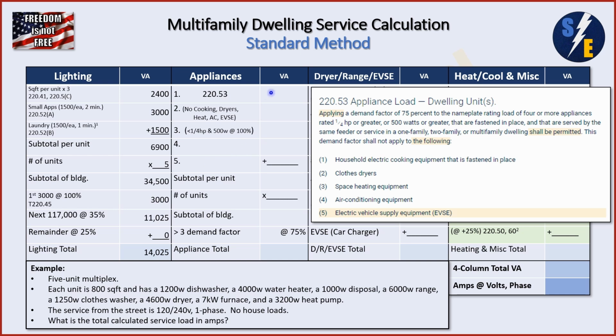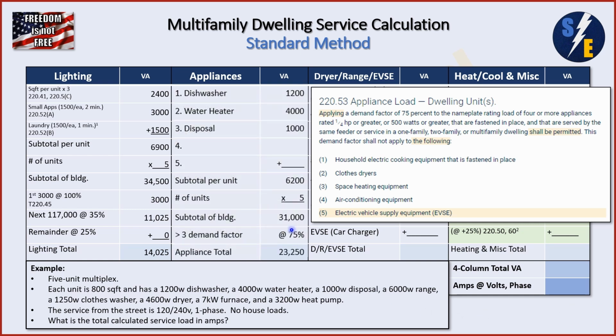So what we do is we list our appliances here, we add them all together, and we'll come up with a subtotal per unit. So let's go ahead and add in our data. We have a dishwasher, 1,200. We have water heater and disposal. You see those right down here, dishwasher, water heater, and disposal. We put in their VA, their nameplate rating here. We add them all together. We get 6,200 total.